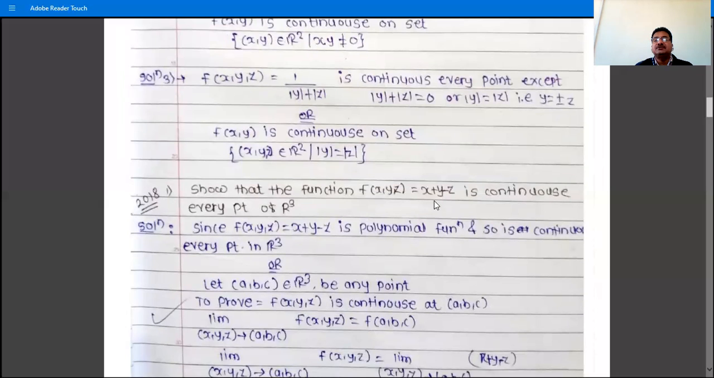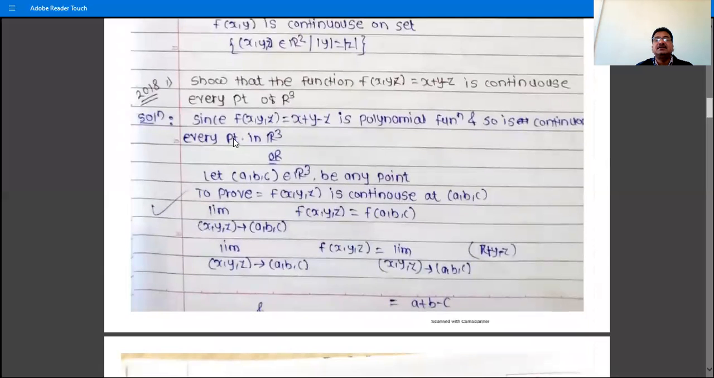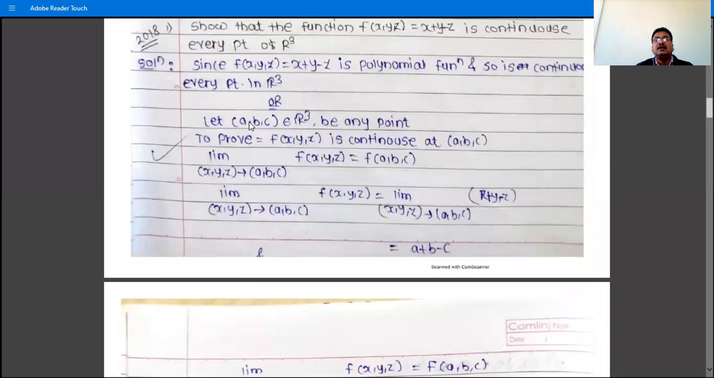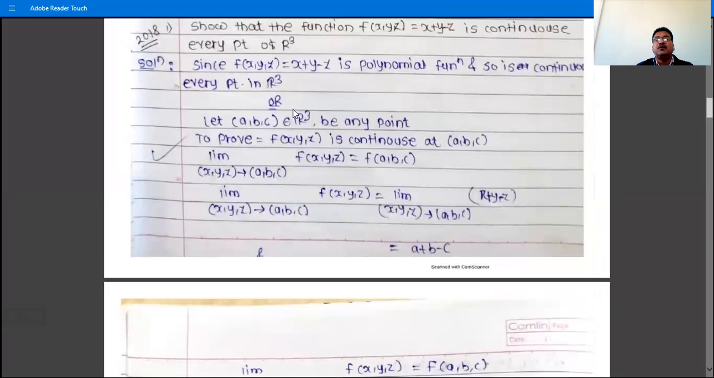Now the function f(x, y, z) is x plus y minus z, and it is continuous at every point of R3. This is a polynomial function, and therefore it is continuous everywhere in R3. So just write this proof: let (a, b, c) be any point, and then we have to prove the function is continuous everywhere. So take any point from R3. This function is continuous at (a, b, c) if the limit at (a, b, c) exists and is equal to f(a, b, c).